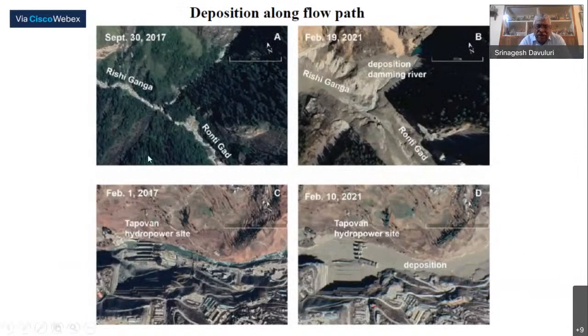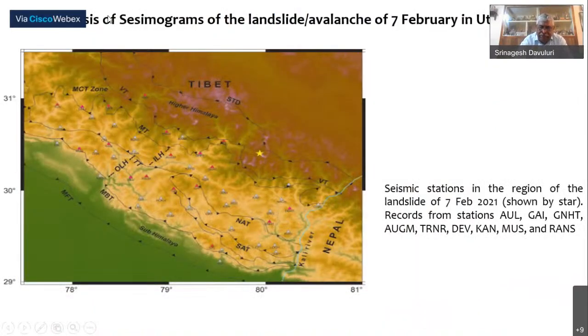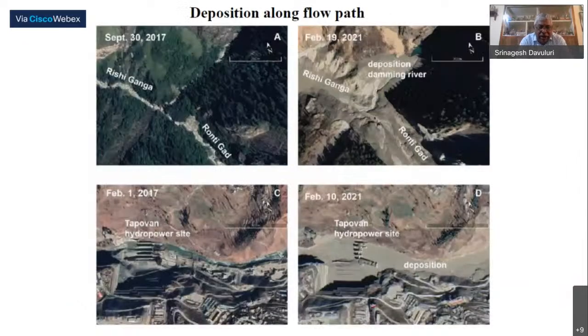And if you would like to see these satellite imageries, this is September 30, 2017. This is the Rontigarh, this is the Rishiganga, and the Dhauliganga comes from the other side. This is February 19, 2021. You can see the deposition and the damming of the river had happened. And this is the Rishiganga, which is filled with debris and the rock mass on this.